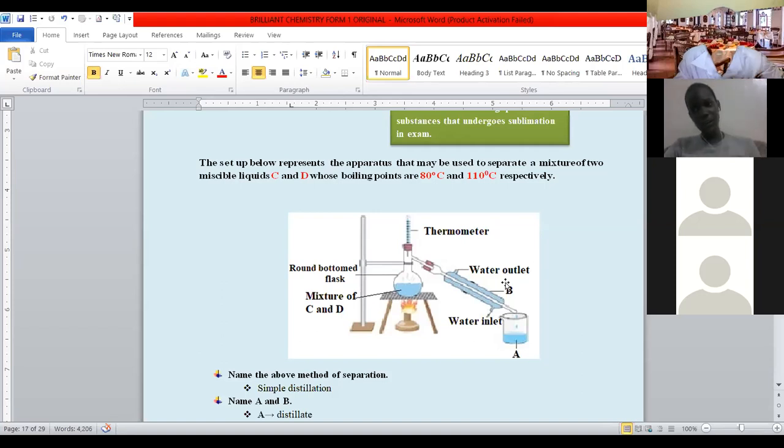What is condensation? It is the process of changing gas into liquid. So what is the difference between cooling and condensation? None. It has no difference.